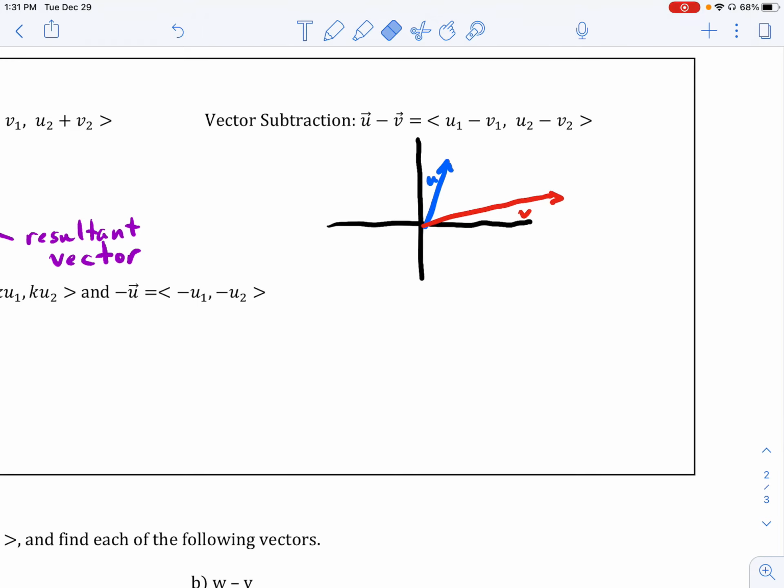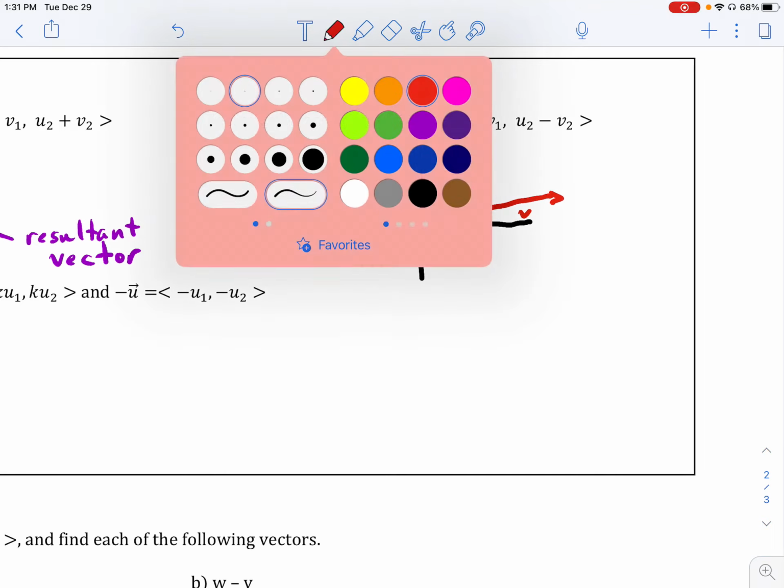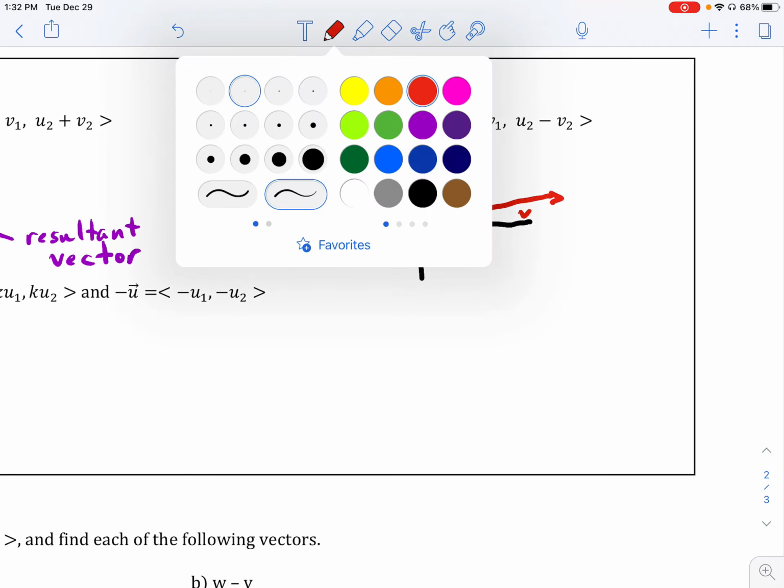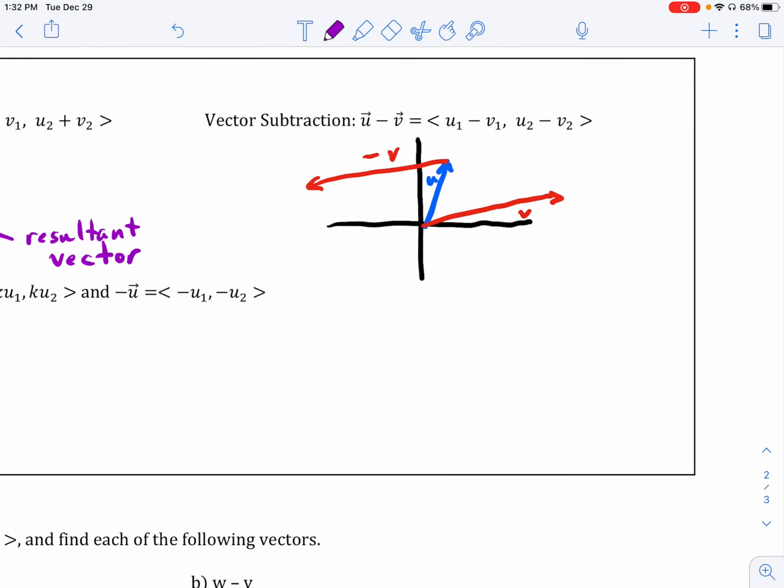If that is the case, if I'm going vector u minus v, then from the tail end or the terminal point of u, I would want to do my best to draw a vector going in the opposite direction, so minus v this way. So that's what u minus v would look like. And again, that resultant vector, we start from the initial point of u going to the terminal point of negative v. So this would be u minus v or u plus negative v. They're the same thing, u plus negative v.